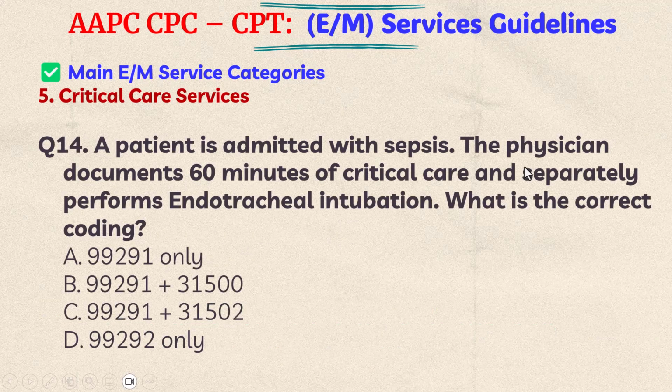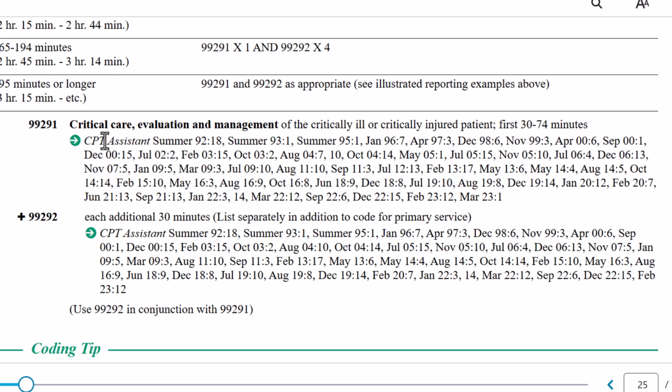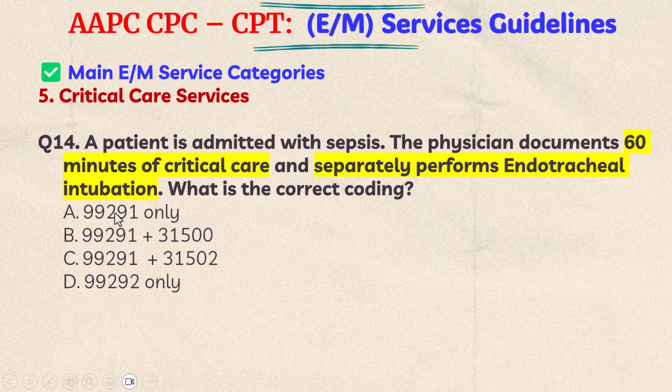Question number 14. A patient is admitted with sepsis. The physician documents 60 minutes of critical care and separately performs endotracheal intubation. What is the correct coding? There are 4 codes available. Take your CPT code book and find the answer. Here you have to highlight 60 minutes of critical care and separately performs endotracheal intubation. If it is 60 minutes, obviously it is the 99291 critical care code. If it is 30 to 74 minutes, that is 99291. So the first code is 99291.